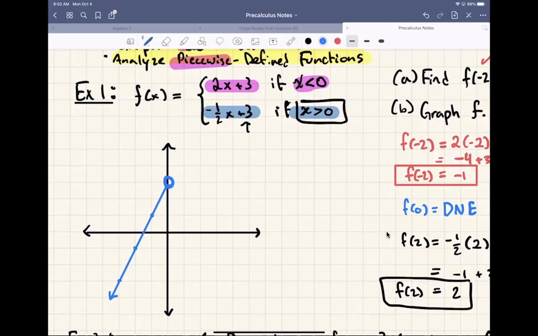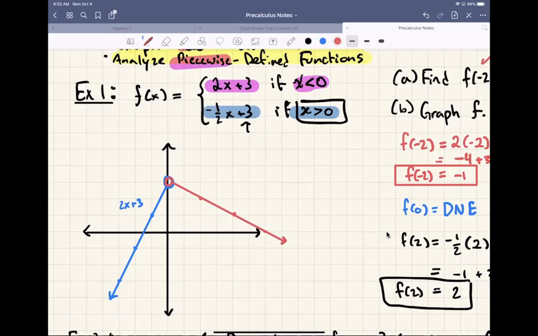That was 2x plus 3. Next, we're going to graph -1/2 x plus 3, right? Once again, we start with a y-intercept, which would normally be 3, but it doesn't have an equal sign. So we're going to have this hole, and then our slope is -1/2. So we go down 1 over 2, down 1 over 2, and it's going to keep doing that forever and ever. So we connect the dots and draw our graph like that.